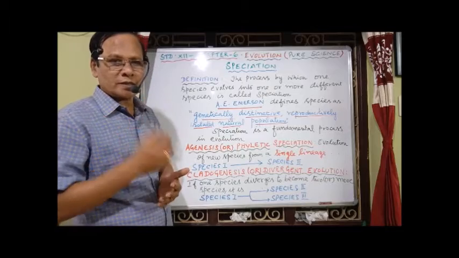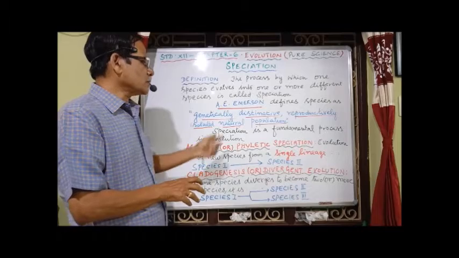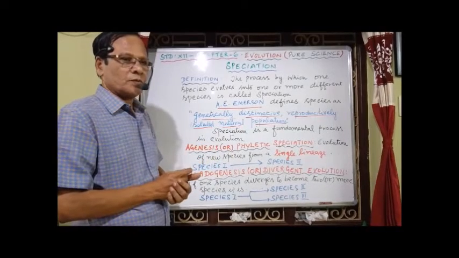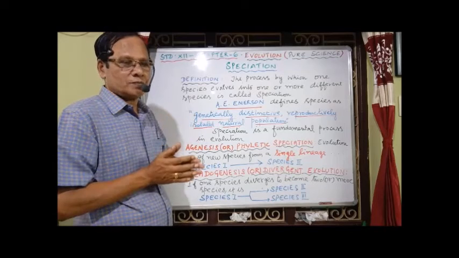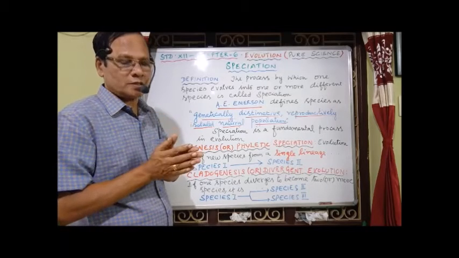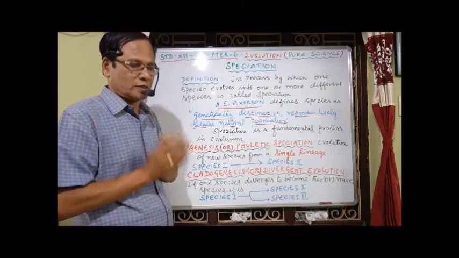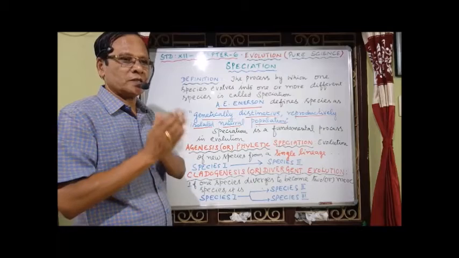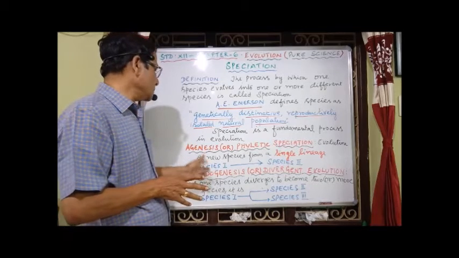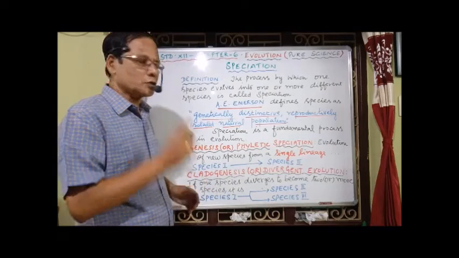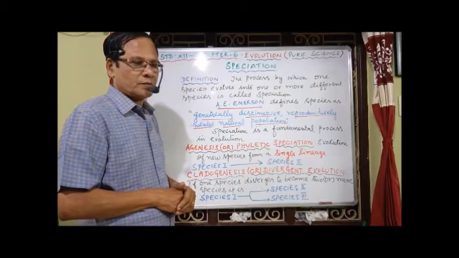We have a general category also. Anagenesis or phyletic speciation: evolution of new species from a single lineage. That means from a single species, just one lineage having a similar genotype. Single lineage means we are referring to a species with a specific genotype. So evolution of new species from a single lineage is called anagenesis or phyletic speciation.